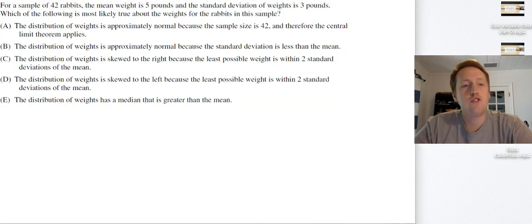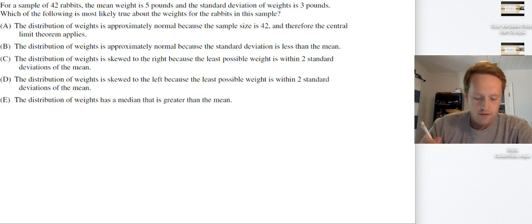For a sample of 42 rabbits, the mean weight is 5 pounds and the standard deviation of weights is 3 pounds. Which of the following is most likely true about the weight for the rabbits in this sample? Well, the mean is 5.